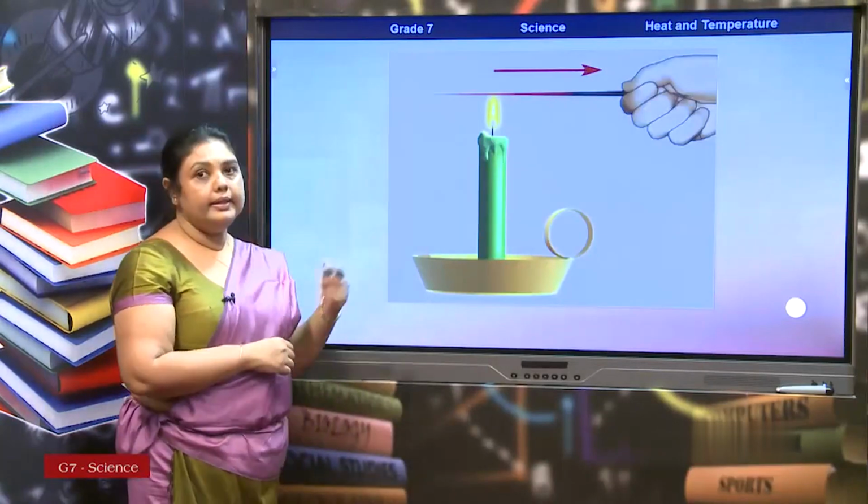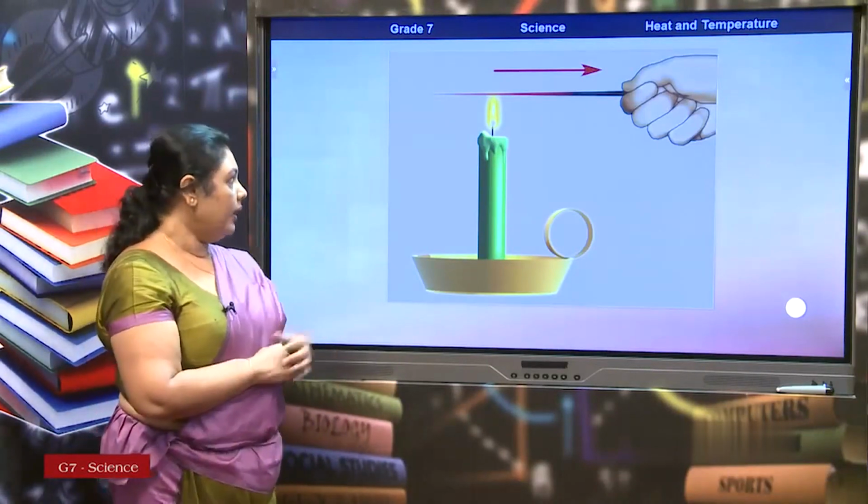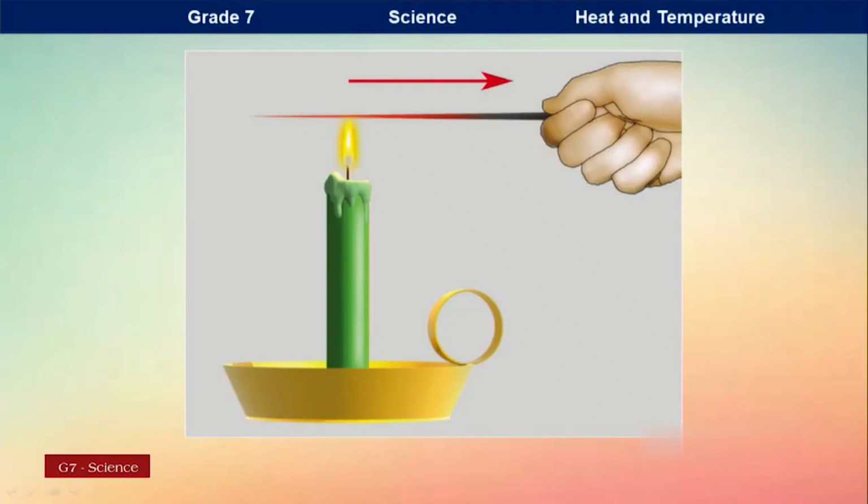Right. Look at this diagram. You can see there is a candle lighting up, and a person is holding that, and look at the arrow. When something is heated up, the heat moves from the flame corner to your hand, right? That is what the arrow shows.